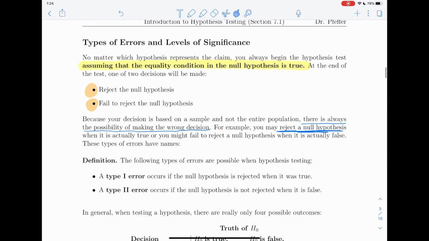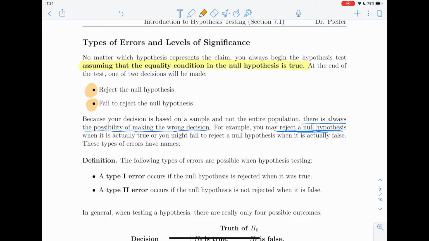Or, conversely, you might encounter a different situation. You might end up failing to reject a null hypothesis when that null hypothesis was actually false. That is, you accepted a claim when it wasn't actually true. Both of these can occur because you have bad samples. However, the real-life consequences of these are usually pretty substantial. So we give these names.